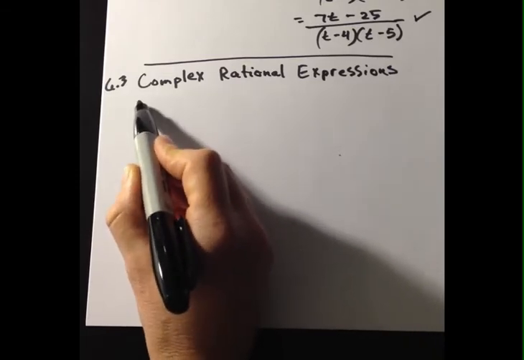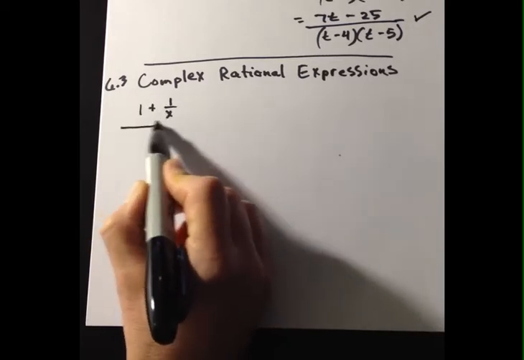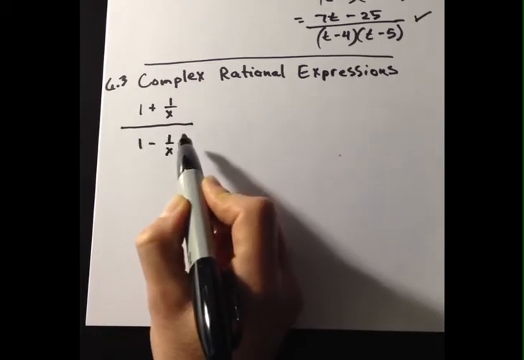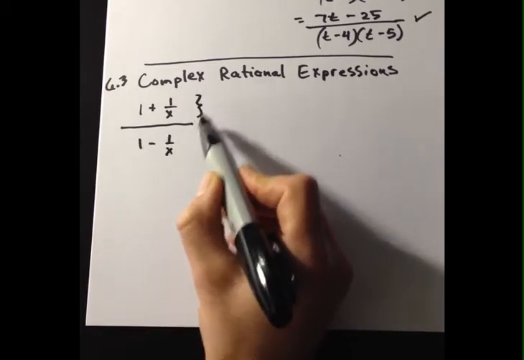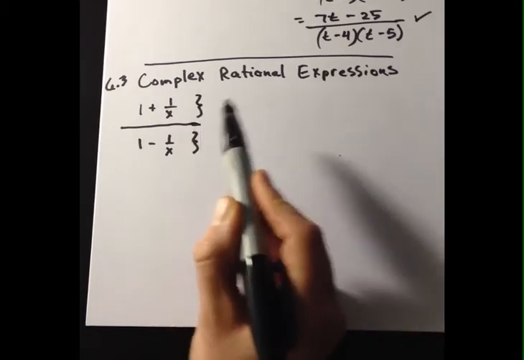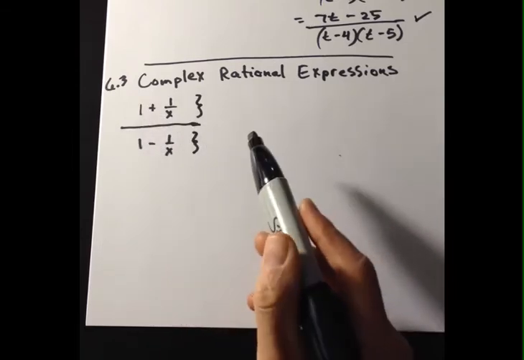So, for example, 1 plus 1 over x over 1 minus 1 over x. So this is a rational expression and that is a rational expression. And what we're going to need to do in this chapter is figure out how to simplify these whenever possible.